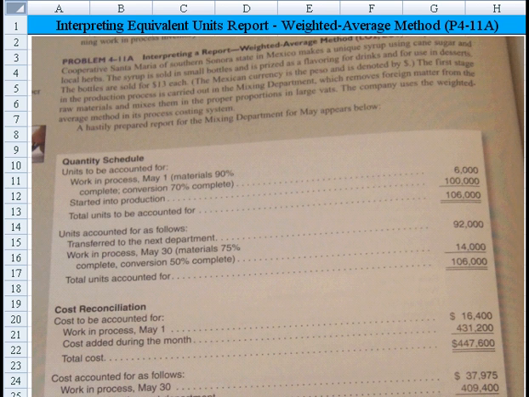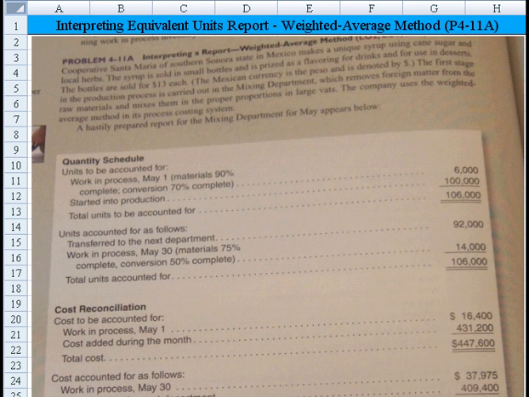So we'll take a look at requirement 1. What were the equivalent units for the month? Okay, so we've got a schedule in front of us that says there was 6,000 units work in process at the beginning, 90% complete as to materials, and 70% complete as to conversion. I read that incorrectly. And started into production was 100,000 units, so they have 106,000 units in total.